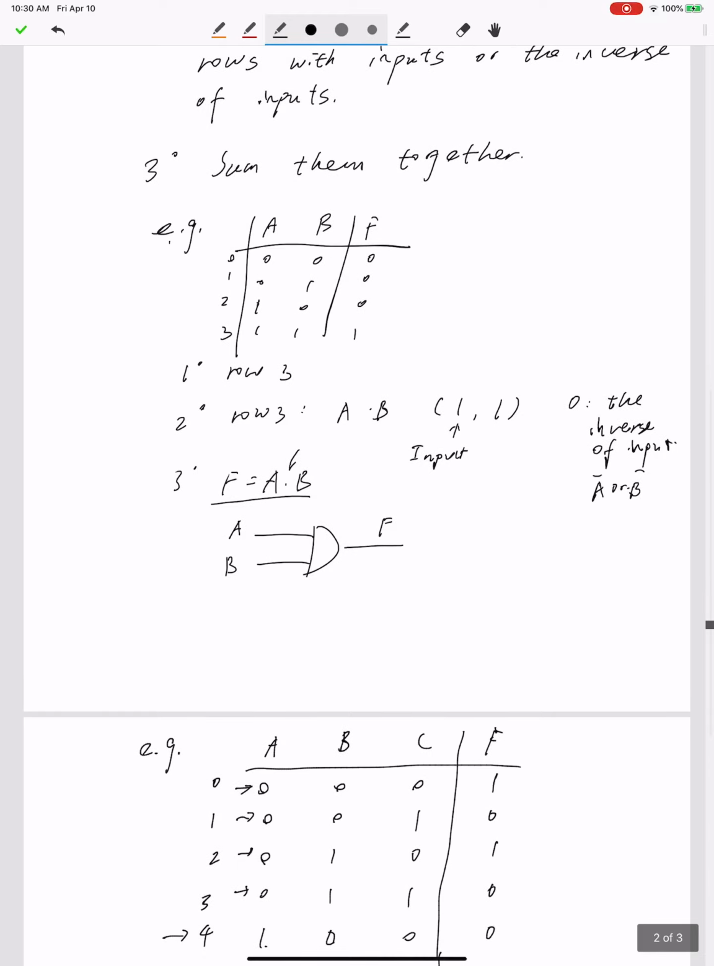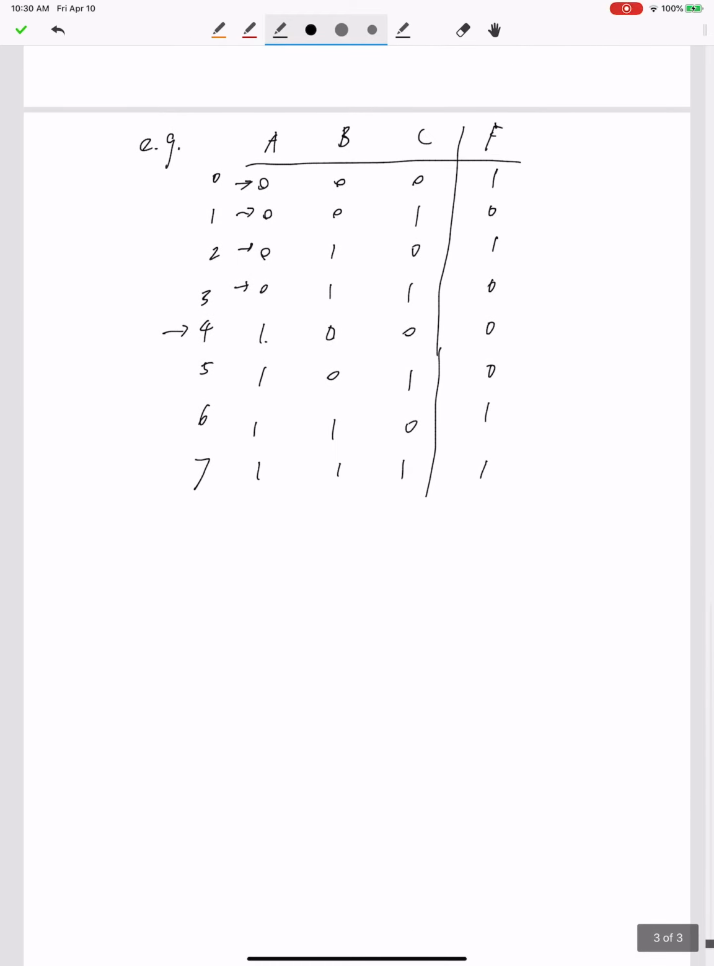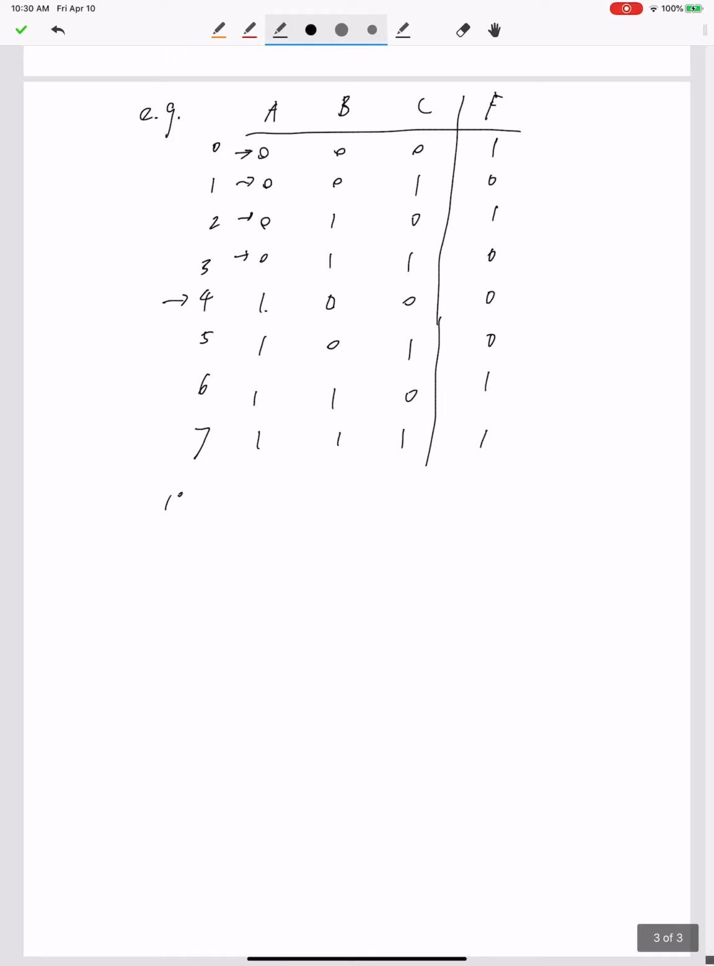All right, so let's follow these 3 steps to find the logic expression and the corresponding logical circuit. The first step, we need to focus on rows that are outputting ones. So we have rows 0, 2, 6, and 7. These 4 rows are outputting ones, right? The second step, we need to use a logic product to represent each row.